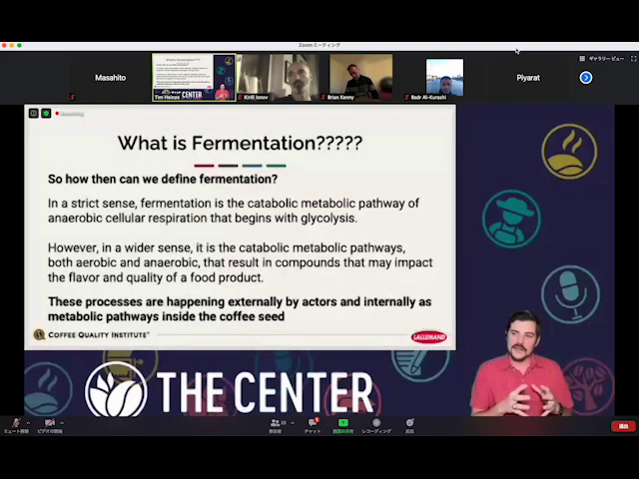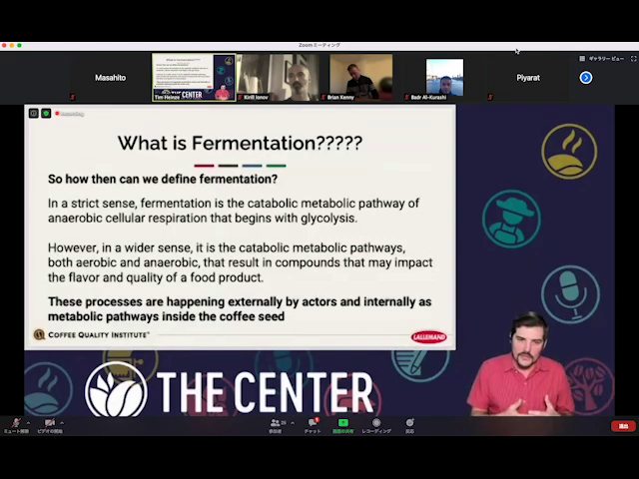And if we take a step back to bring in a wider sense, it's that catabolic metabolic pathway that can occur in both aerobic and anaerobic conditions that results in compounds that may impact the flavor and quality of a food product. Now, why do we give this strict and wider sense? Mainly because it is important to highlight that the catabolic metabolic pathway is going to produce byproducts that impact the final characteristics of a food product. That's why we want to expand to a wider sense, because though there is a very strict sense of the chemical process and the chemical breakdown that is occurring, there are byproducts that are essential and contribute to the quality of a food product.